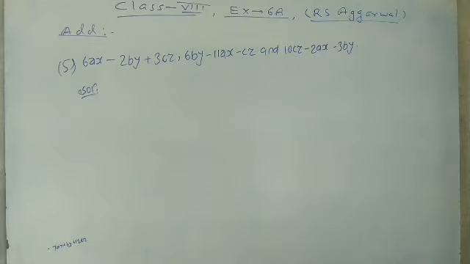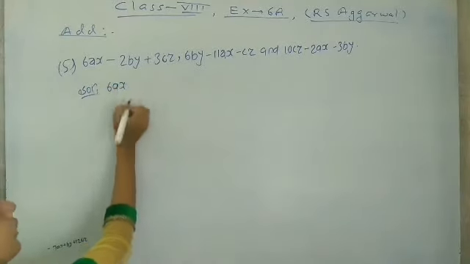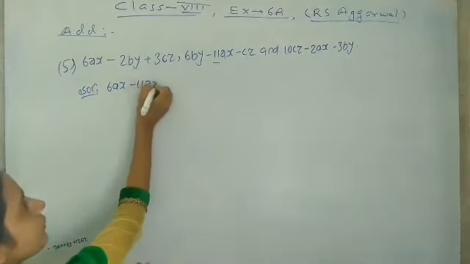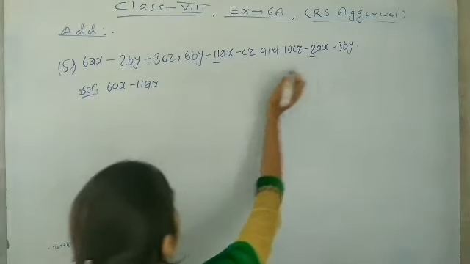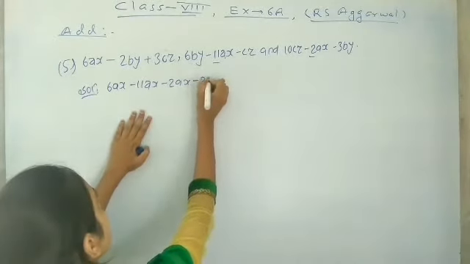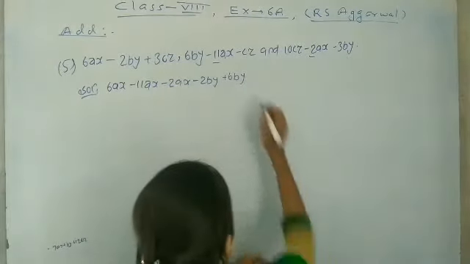Question number 5, that is 6ax minus 2by plus 3cz, comma 6by minus 11ax minus cz and 10cz minus 2ax minus 3by. Firstly we will write the terms of x, then by, then 3cz. So 6ax, minus 11ax, and then minus 2ax, and by: minus 2by plus 6by, minus 3by.